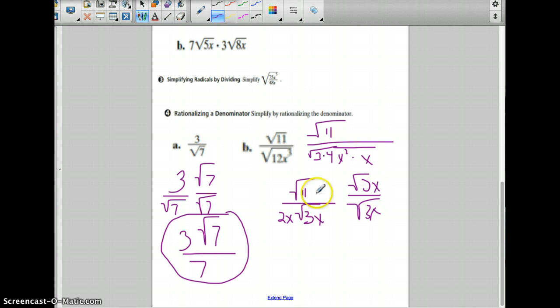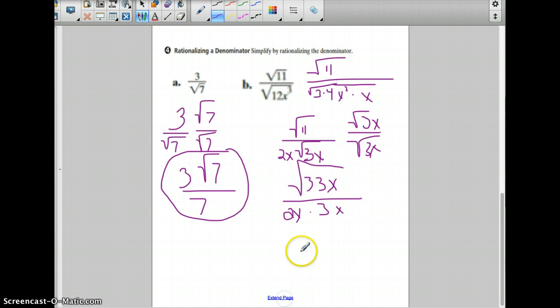So in my numerator now I have the square root of 11 times the square root of 3x, which gives me the square root of 33x. In my denominator now, I have this 2x, don't forget about this 2x, but then I have root 3x times root 3x, which when you take the square root of that, becomes 3x. And so I have 2x times 3x, and again, following our rules for variables and exponents, I can make that 6x squared. So in my numerator, I have root 33x, and in my denominator, I have 6x squared. And then your final step is to make sure you can't reduce anything else out.